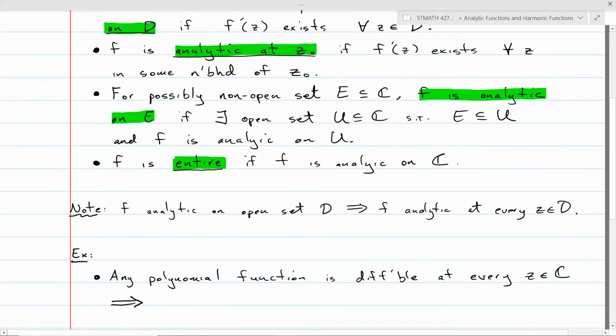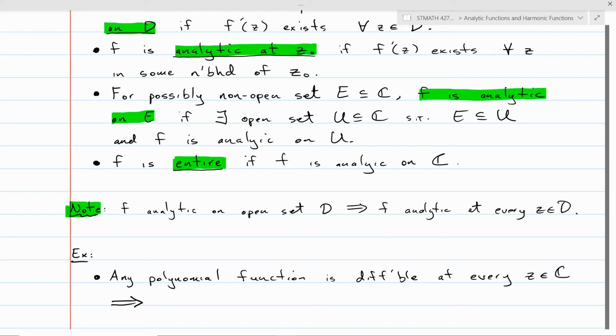This little note here: if we know f is analytic on an open set D, then that means f would have to be analytic at every point in D. That's not the definition of analytic, right? To say f is analytic on an open set D just means that the derivative exists at every point in that set. It doesn't mean, by definition, that the function is analytic at each point in that set D.